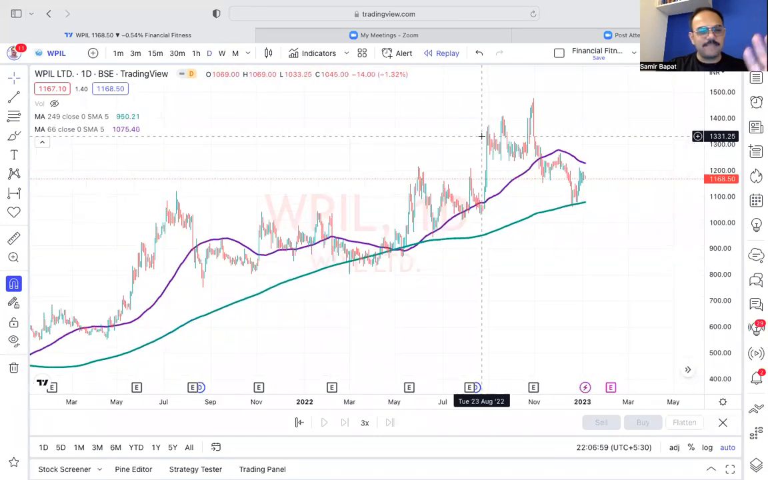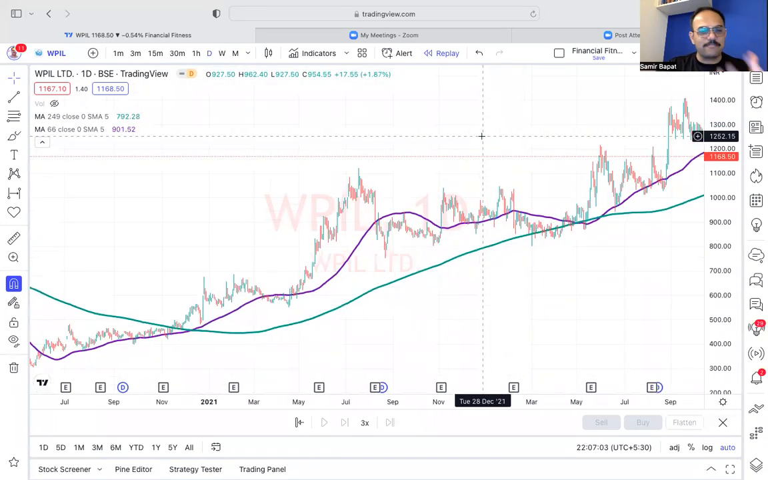Very simple, correct? No rocket science. You agree with all this, right? So that's why I said the stock market is simple as long as we keep it simple.